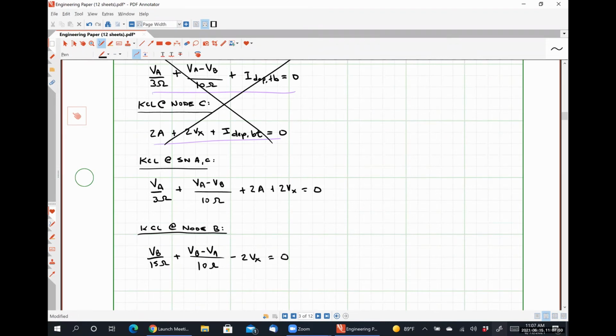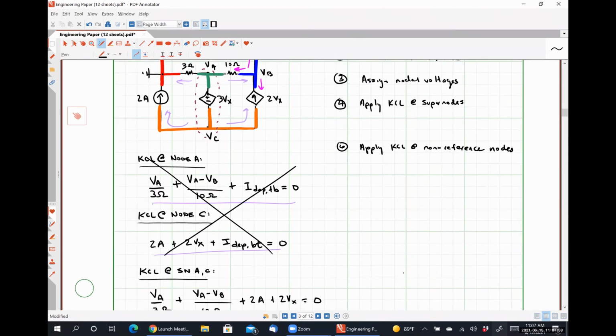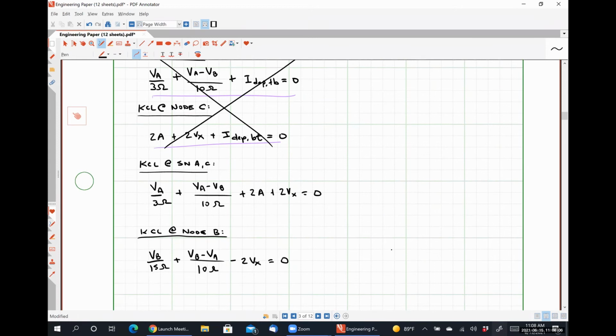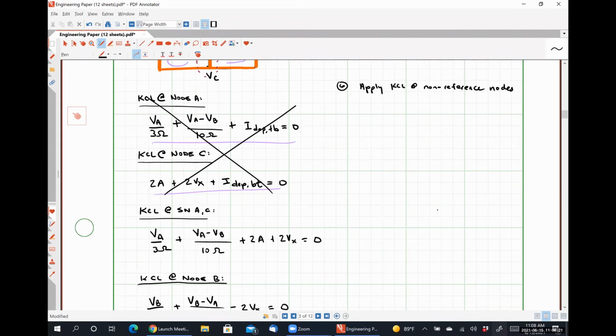So at present, I have two equations and 3 unknowns. So before, when we had a dependent source, we had a step where we had to write an equation for the controlling variables. So create controlling variable equation. So let's go ahead and do that.